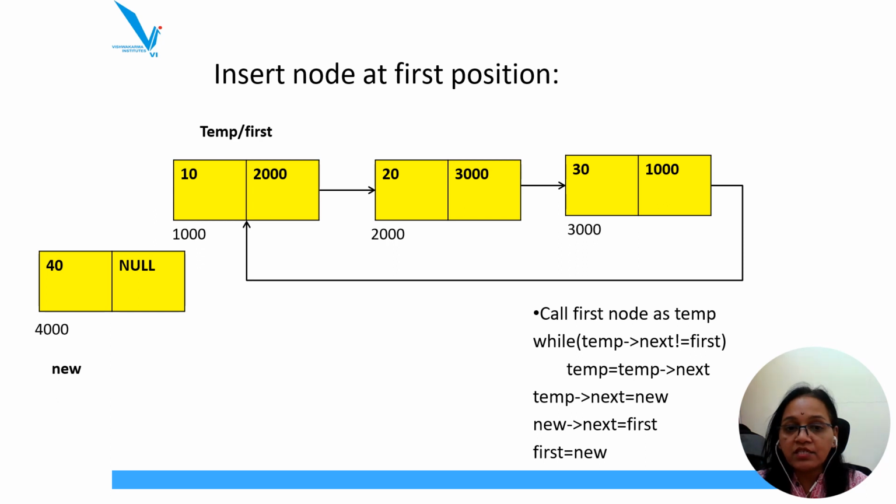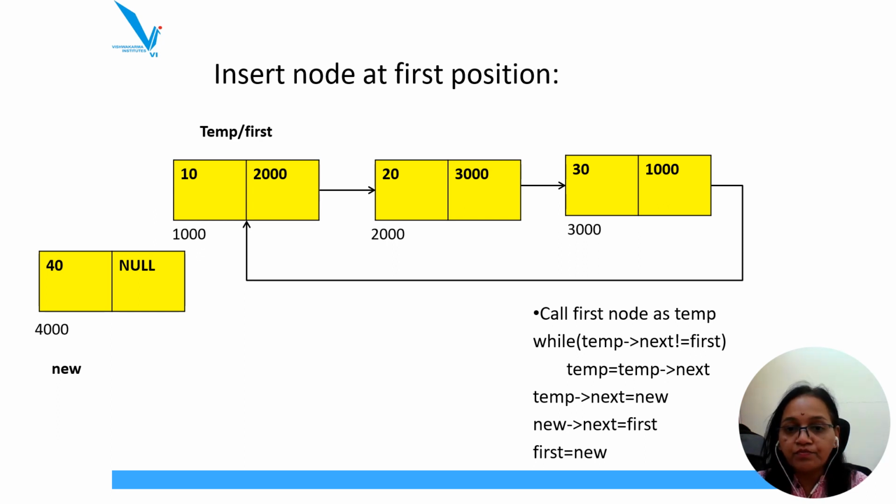So in this case, check out the node 1. For node 1, temp of next is what? 2000. Okay. So it is not the first node's address. Then go to the temp is equal to temp of next. So here temp of next is equal to 3000. It is not equal to the first node's address. So go to the temp is equal to temp of next. Here temp of next is equal to 1000, and 1000 is the address of first node, right? So here we have to insert our new node 40.